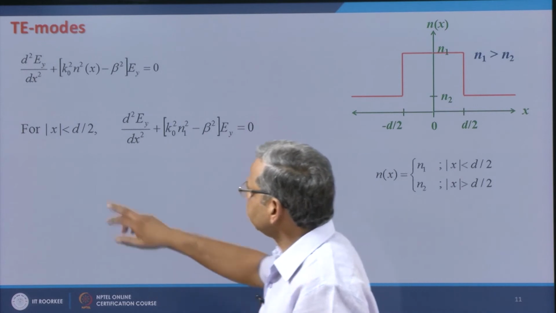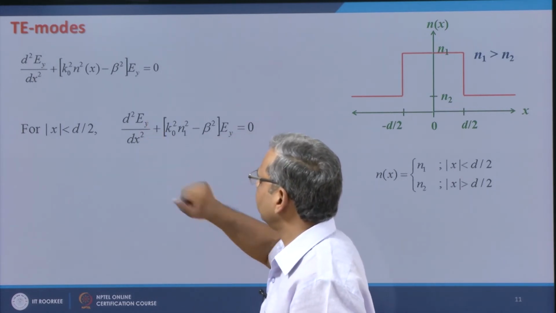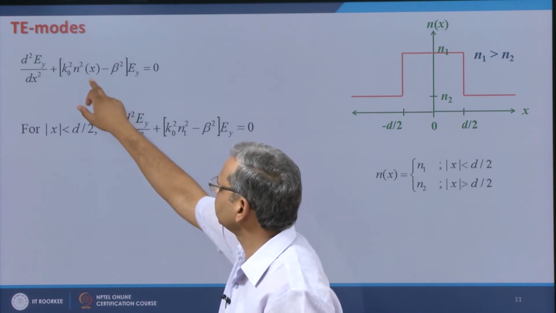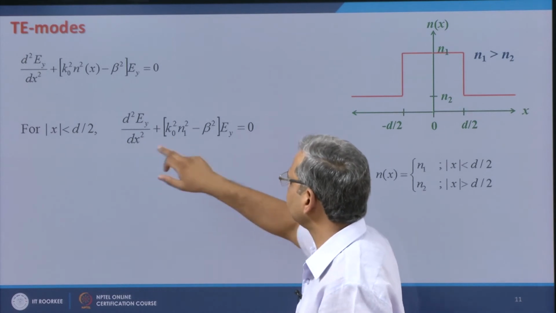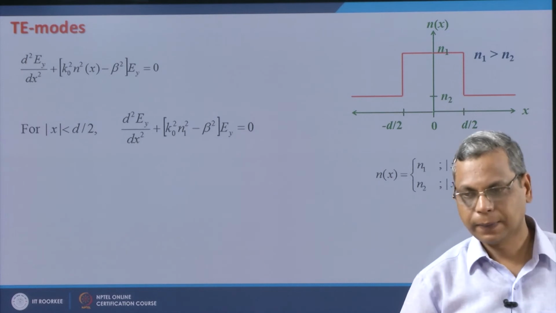So, for mod x less than d by 2, I write it down as d2 Ey over dx square plus k naught square n1 square, because nx is equal to n1 in this region, minus beta square times Ey is equal to 0.